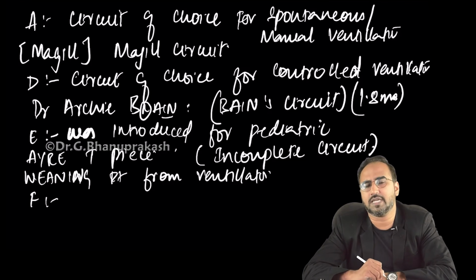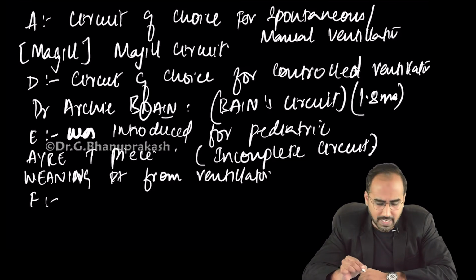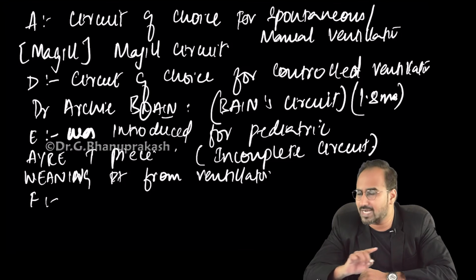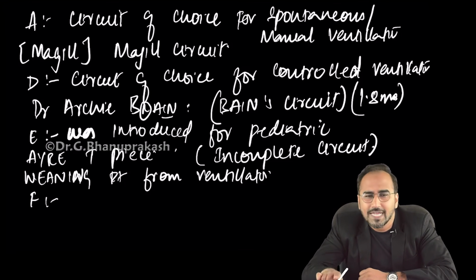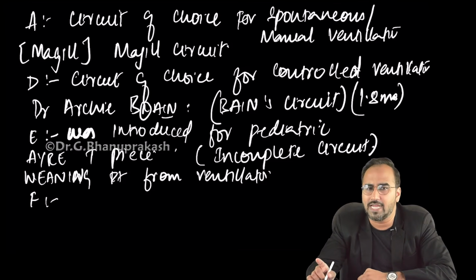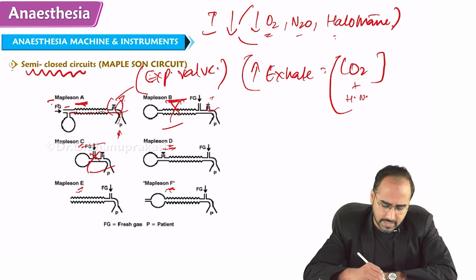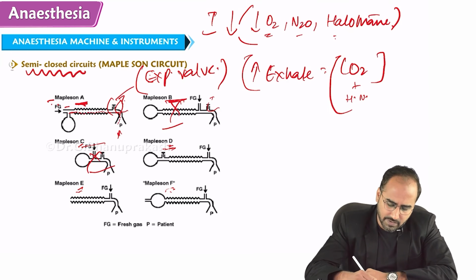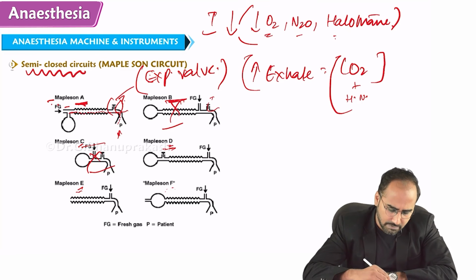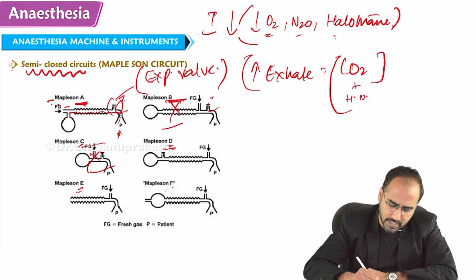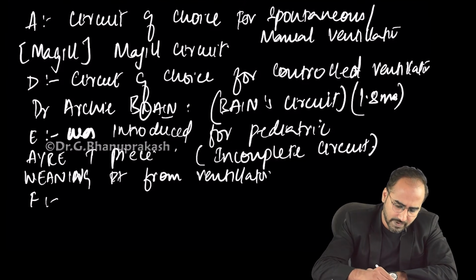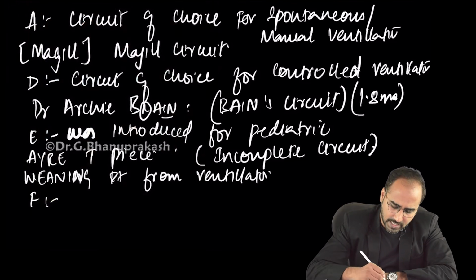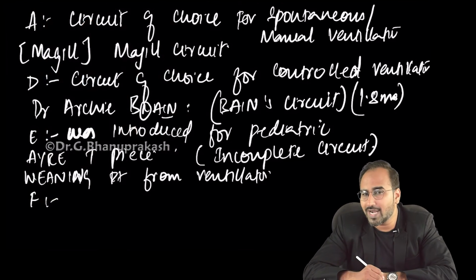Next is Mapleson F circuit. Remember guys, Mapleson E was introduced for pediatric, but it is not used for pediatric. For pediatric cases, this E was modified by two guys. What modification? The bag was added to this E and it became what? Mapleson F circuit. Just look over here. To this E they added a bag and this E became Mapleson F circuit. Who added this bag, guys?